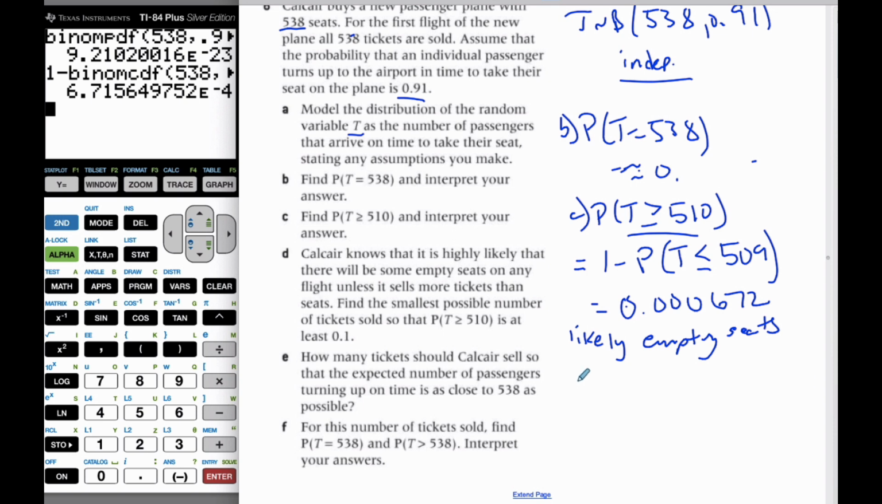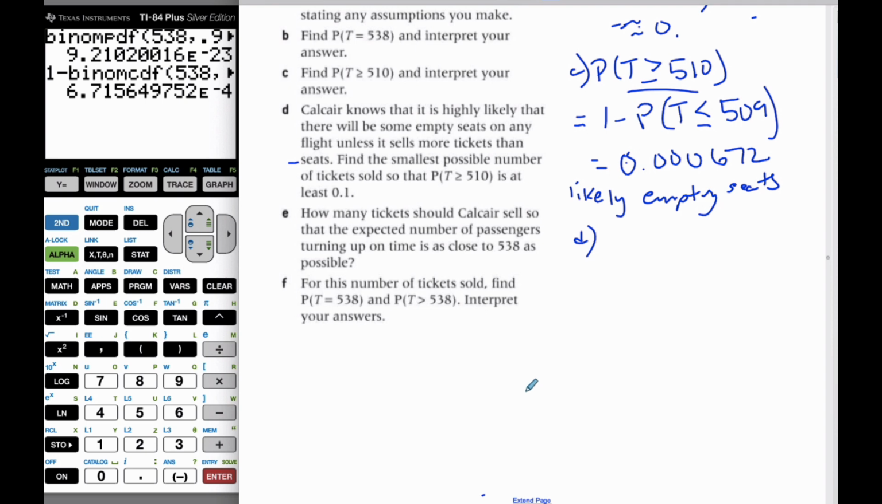Okay, so now if I know that, I go to part D. It says Calc Air knows that it's highly likely that there will be some empty seats, which we just figured out. So it's going to sell more tickets than seats. And this is done all the time by airlines, that they sell more tickets than seats. Because you sometimes hear in the airport, oh, we've overbooked today. Can people come and get a voucher for giving up their seat?